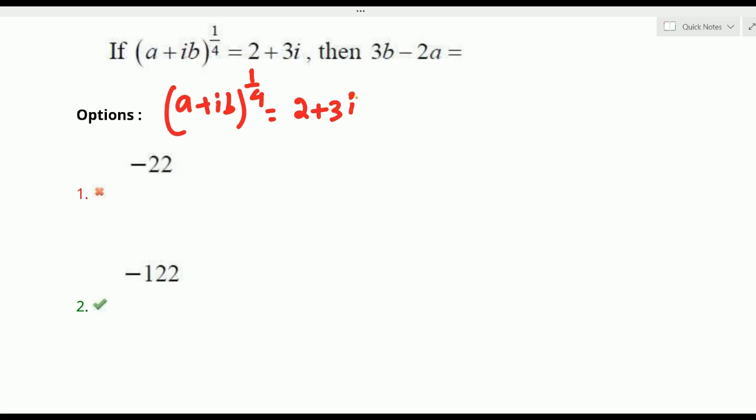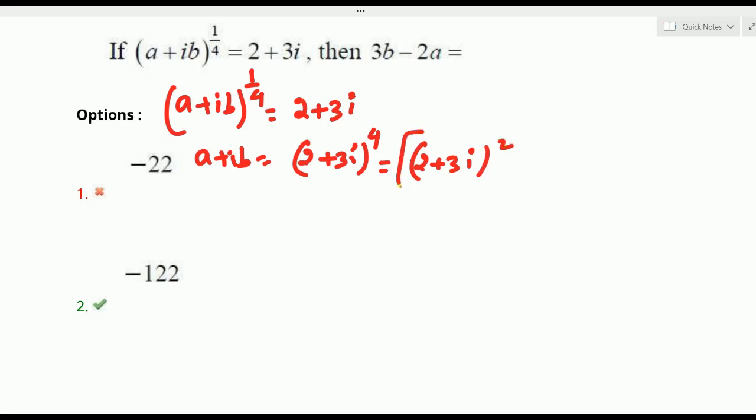So to find out a and b values, take the power 4 on both sides. a plus ib is equal to (2 plus 3i) whole power 4. So you can write (2 plus 3i) whole power 4 as (2 plus 3i) whole square and again square. Now we have to do the simplification, direct simplification for this question.